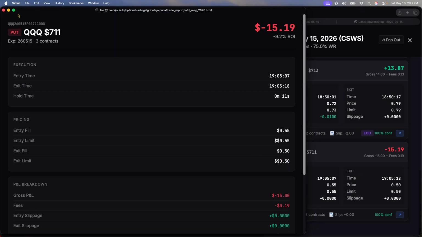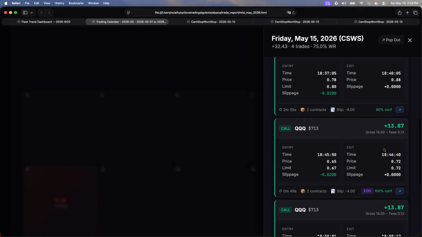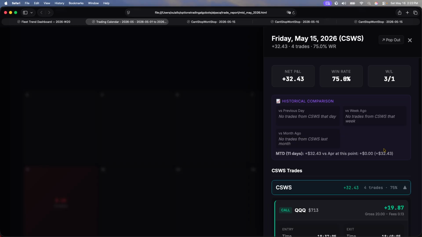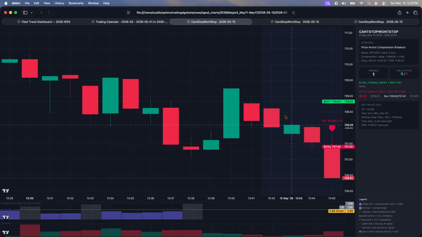So as you can see, the bot out of its first day is batting about 75%, 3 out of 4, right? That's not bad at all. And now I want to see how consistent this bot is when it comes to being able to make it. So let's look at a couple of these signals, right?